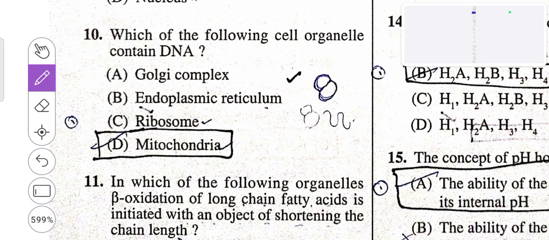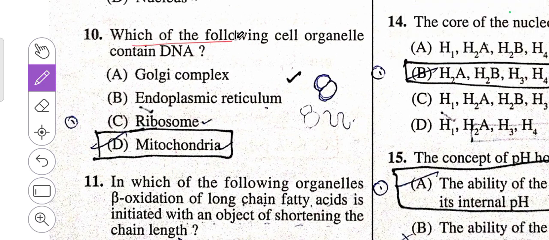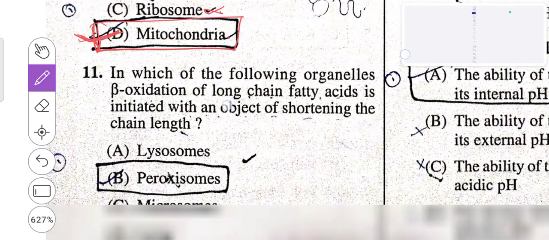Then 10th one, which of the following cell organelle contains DNA? So Golgi complex, it doesn't have its own DNA. Endoplasmic reticulum, it doesn't have. Ribosome also it doesn't have, whereas mitochondria, it has their own DNA. So mitochondria and chloroplast will have their own DNA. So D is the right answer for this question.